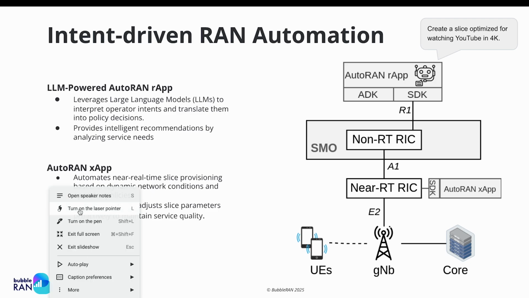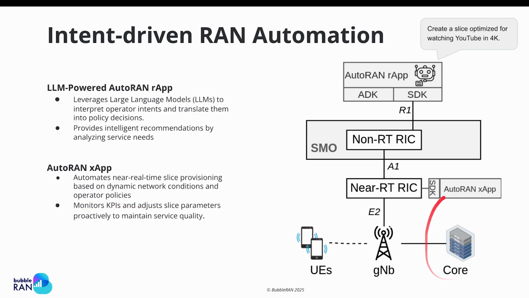First, I will deploy an end-to-end 5G network, which includes 5G core, GNode B, two UEs, and a near-real-time RIC. The two UEs have different use cases. One is streaming YouTube in 4K, and the other is using VPN. So we are dealing with two different service requirements in the same GNode B. In this demo, I'm going to use AutoRAN, a pair of intelligent xApp and rApp.